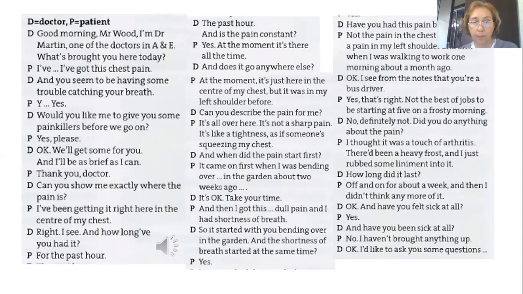I had a pain in my left shoulder and arm when I was walking to work one morning about a month ago. Okay. I see from the notes that you're a bus driver. Yes, that's right. Not the best of jobs to be starting at 5 on a frosty morning. No, definitely not. Did you do anything about the pain? I thought it was a touch of arthritis. There'd been a heavy frost and I'd just rubbed some liniment into it. How long did it last? Off and on for about a week. And then I didn't think any more of it.